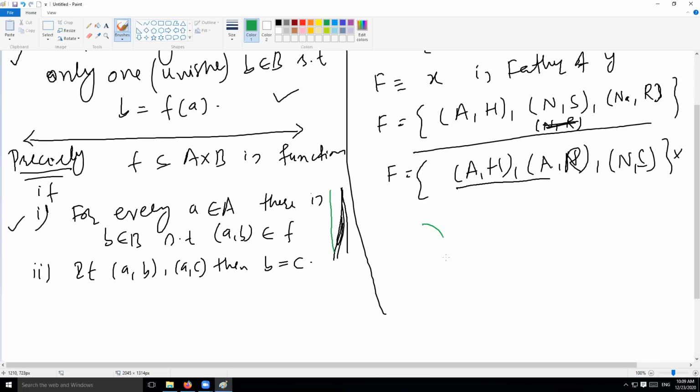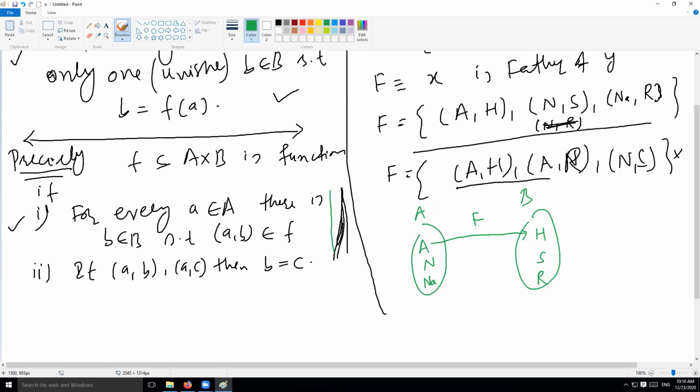Anyway, here is another, classical way to write functions. Rather than writing the ordered pairs, I can also say that in this set I have A, in this set I have B, and here I have Ahmed, Nasir and Naseem, and here I have Hashim, Saqib and Rais. So when I'm saying that Ahmed is the father of Hashim, I can represent this by this.